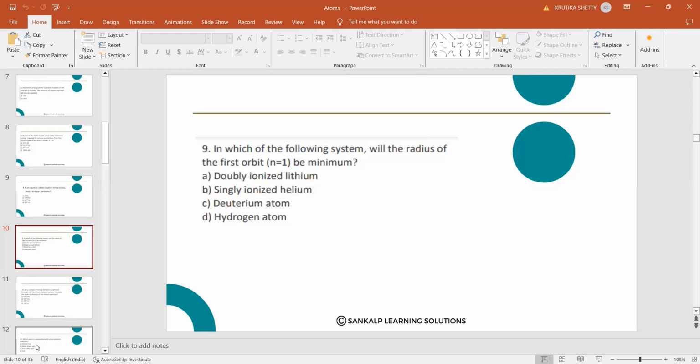That is for the first orbit, the radius of the first orbit will be minimum. That is option A, the correct option here.